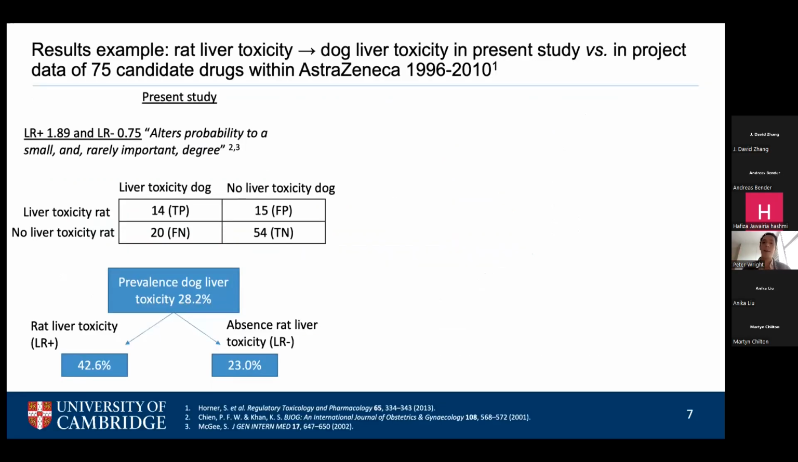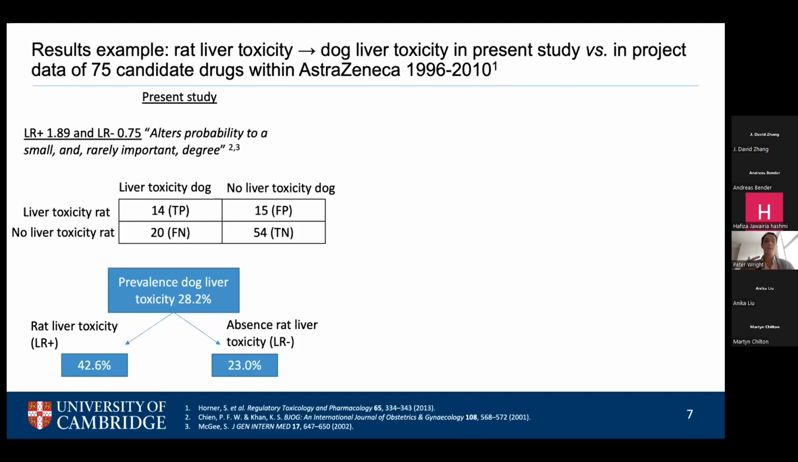Okay, so I'm now going to pull out one of those specific data points and explain how the LRs work in practice. This is the case study for rat liver toxicity predicting dog liver toxicity. Given the results, we see that the LR+ was 1.89 and the LR- was 0.75. Both of these can be interpreted as the presence or absence of liver toxicity in rat only altering the probability to a small and rarely important degree for dog liver toxicity. In the data set, dog liver toxicity had a prevalence of 28.2%, so you can take that as a baseline.